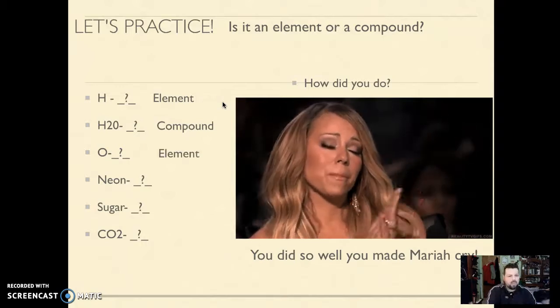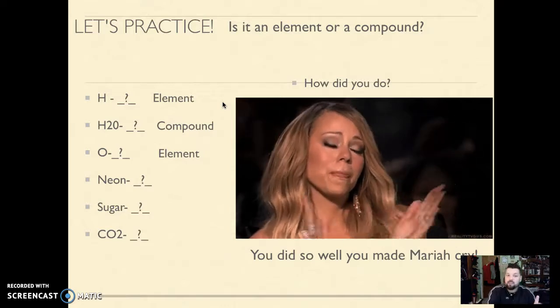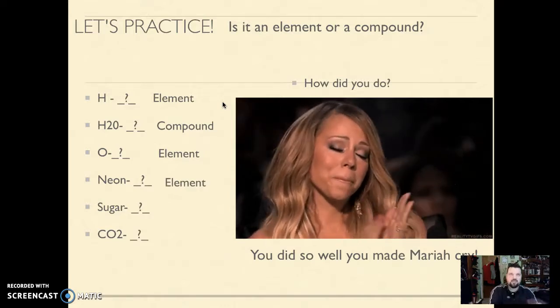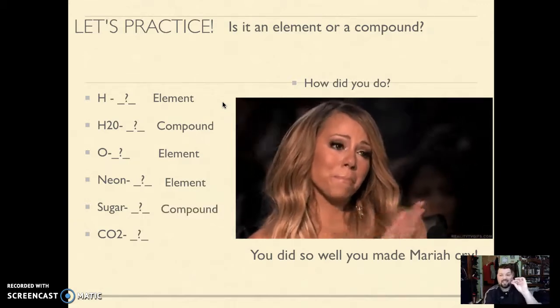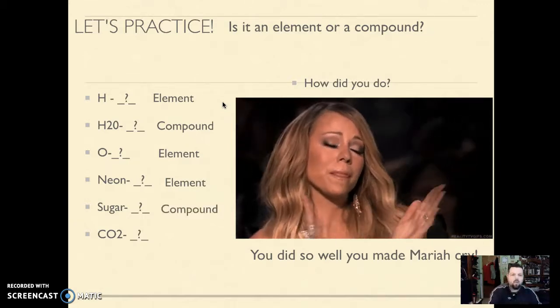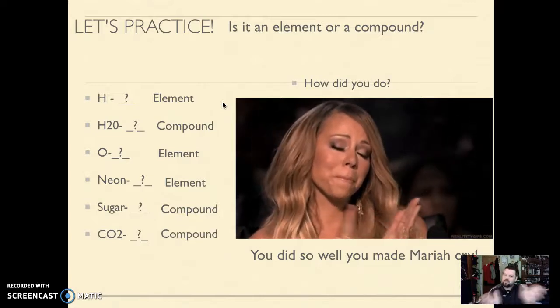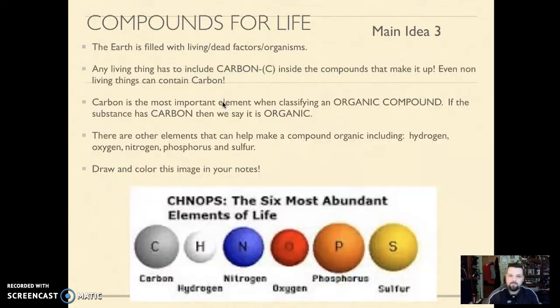What about neon? Neon, which we find in signs like in Las Vegas, all glittery and bright. That would be an element. How about sugar? Love sugar, right? Give me some Red Bull. Love sugar. Sugar is going to be a compound because it has carbon, hydrogen, and oxygen in it. What about carbon dioxide? That would be a compound. If you got 100%, Mariah's crying, I'm crying. We're all crying. Let's go on.